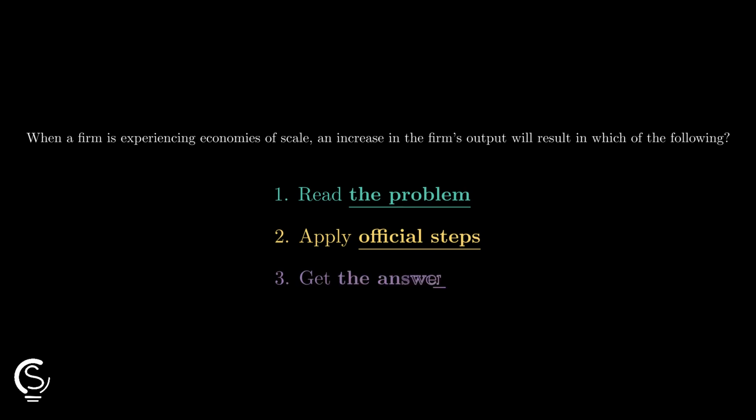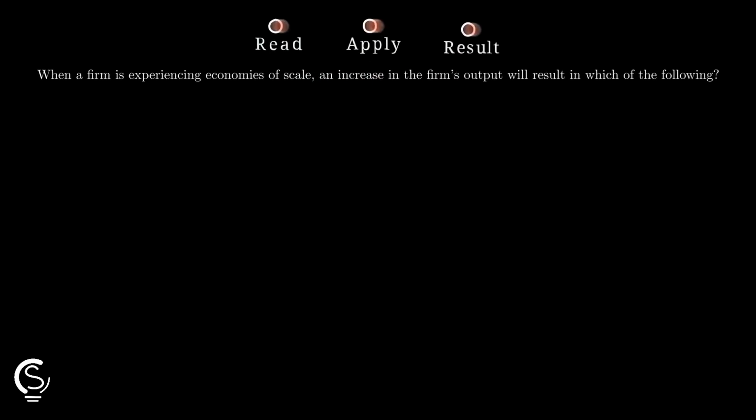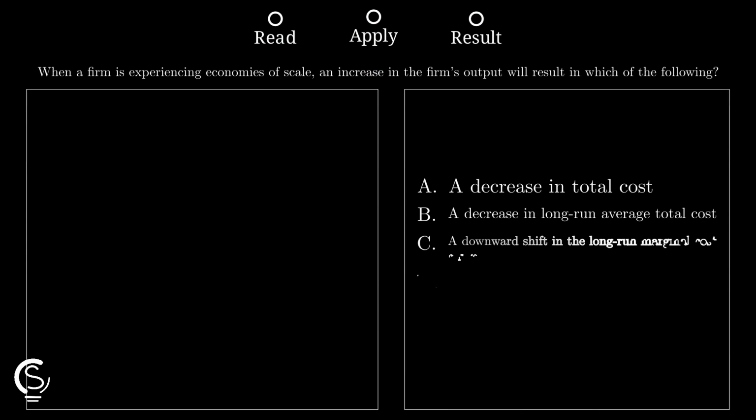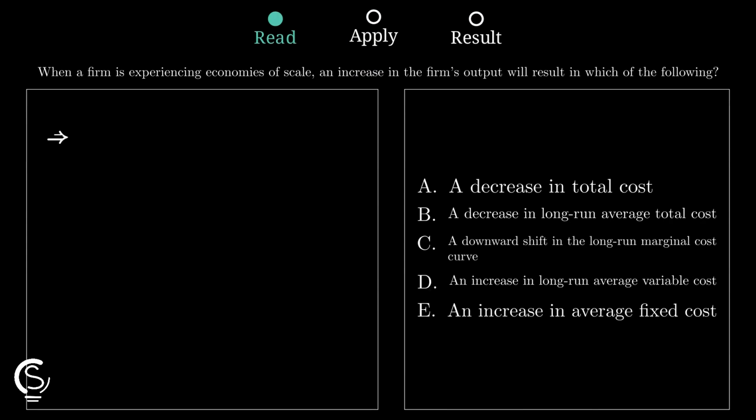Let's level up. Economies of scale can be tricky, but we can solve this fast. Let's look at how output changes affect long-run costs right now. First, we must define economies of scale as a situation where increasing production actually lowers the cost per unit. This happens when a firm expands its operations over the long run.